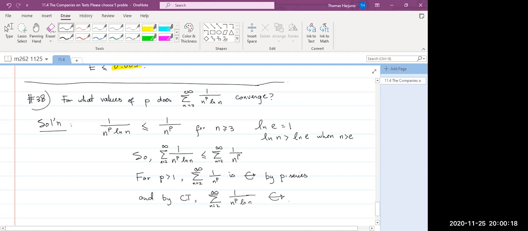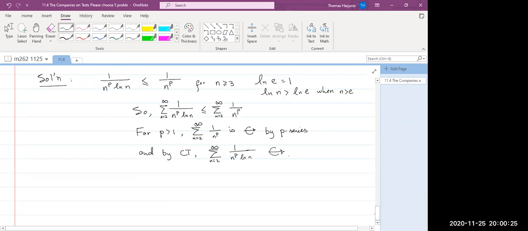That's for p greater than 1. The thing is, what if p is equal to 1 or less than 1? Then we solve one problem already, right? Andre? I said it was divergent. But why? The thing is, you'd bound it above in this case, not below.